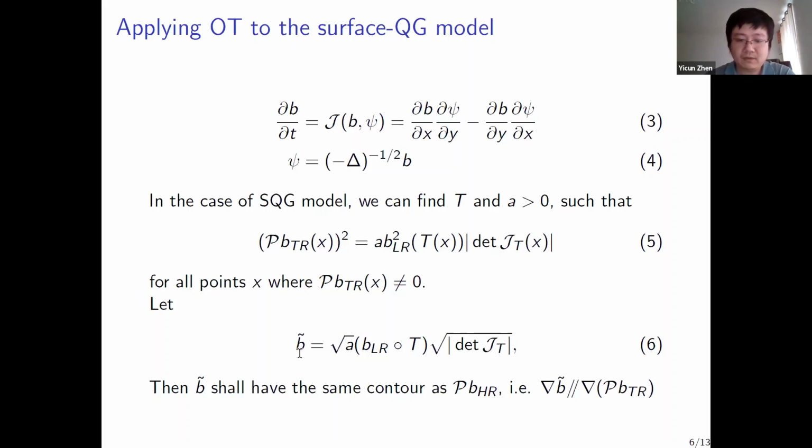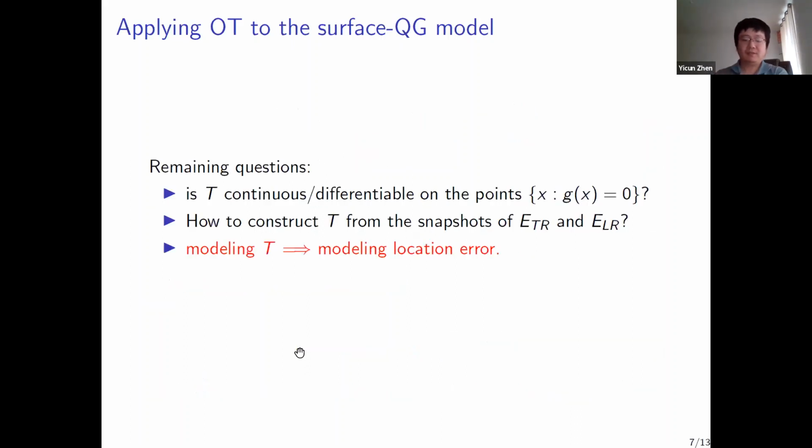So if we want to apply this idea to our model, we need to model the transport T. We need to have a model for the transport T. This model for T will give you a model of the location error.